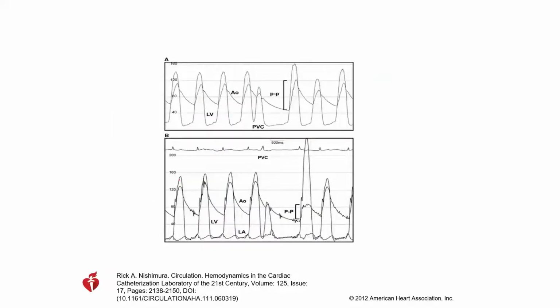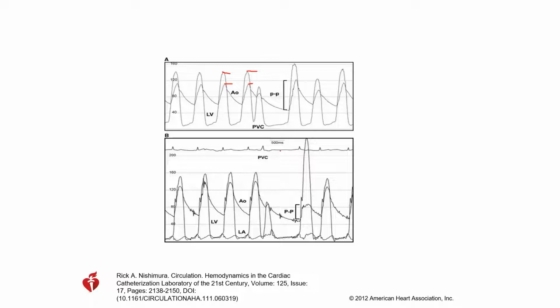Now, anybody? Okay. Yes. This is a simultaneous hemodynamic tracing of the LV and aorta. There is a gradient between the aorta and the LV, with a gradient of about 40, between 100 and 140, a fixed gradient.